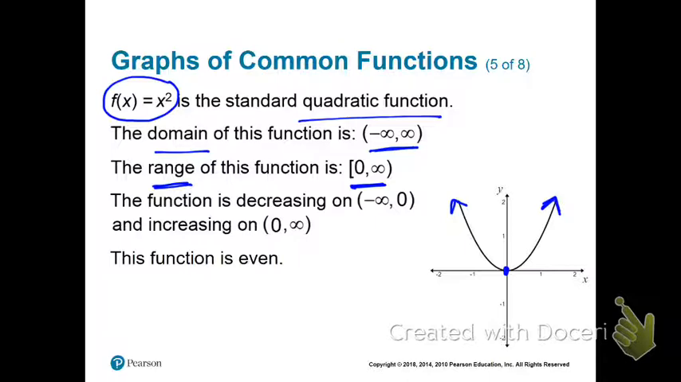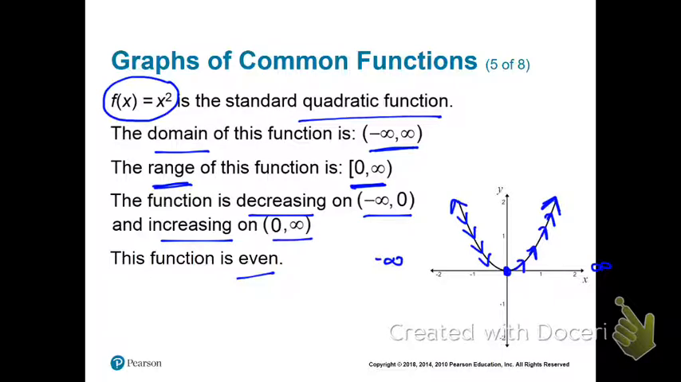Just like the absolute value, as we read this graph from left to right, it is decreasing the first part, so negative infinity to that 0, where then it's going to change to increasing from 0 all the way to that positive infinity. So we're decreasing from negative infinity to 0 and increasing from 0 to infinity. And this function is also even. The y-axis splits it in half.